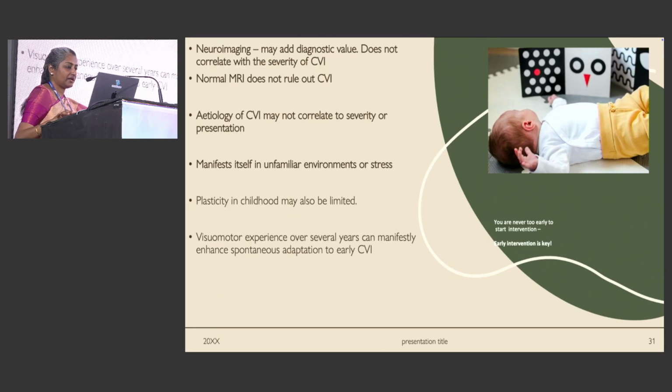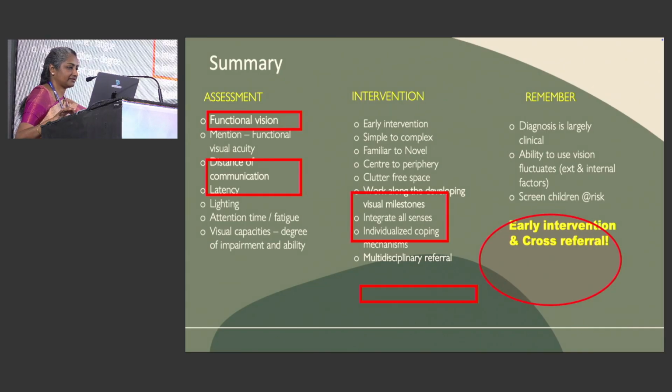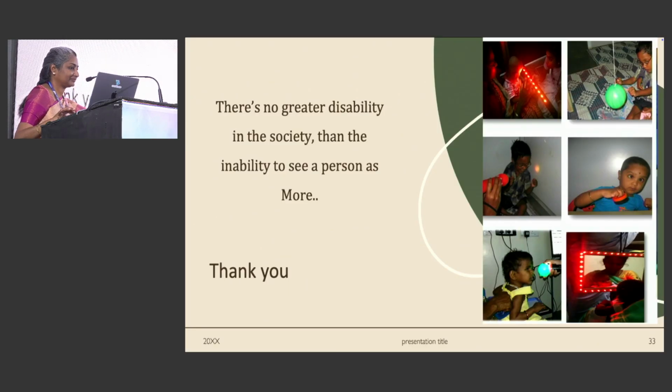And visual plasticity is very variable, but the sooner you start, the better it is. So it is better to tell the NICU staff onwards. If they are having some perinatal insult, all these children need to see not only for ROP, but any perinatal insult, even without ROP or resolved ROP, need to see the pediatrician. So this is the summary. Thank you.